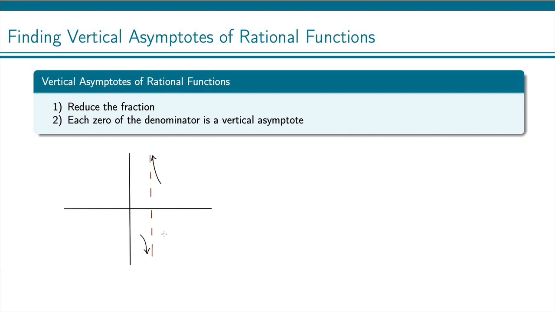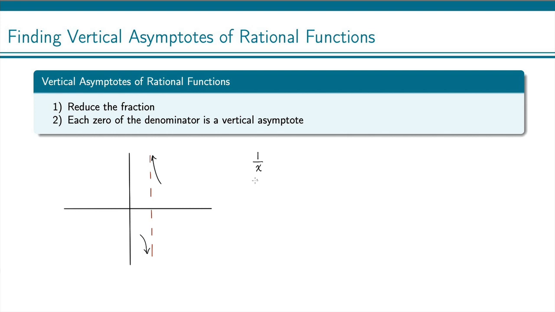So the most basic example of this is just 1 over x. As x gets really close to 0, well, 1 divided by a really tiny number is a huge number, right? And the closer x gets to 0, the bigger that 1 over x is in magnitude. So that's how we end up with vertical asymptotes.